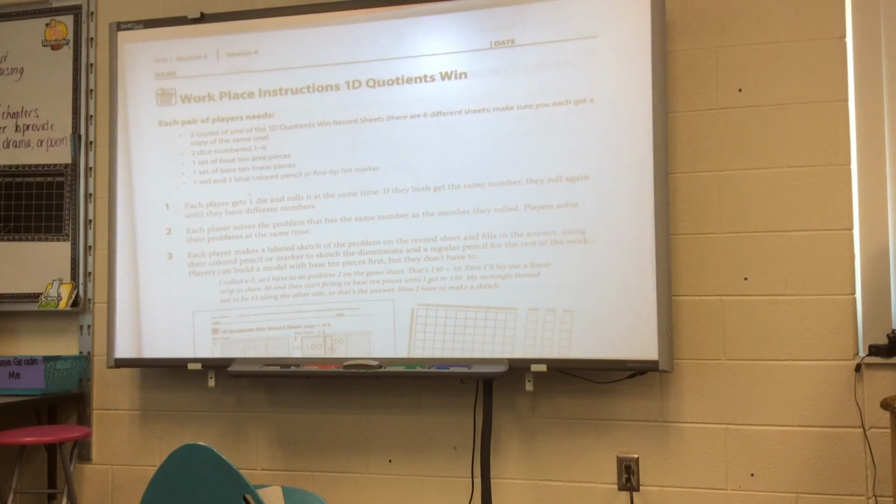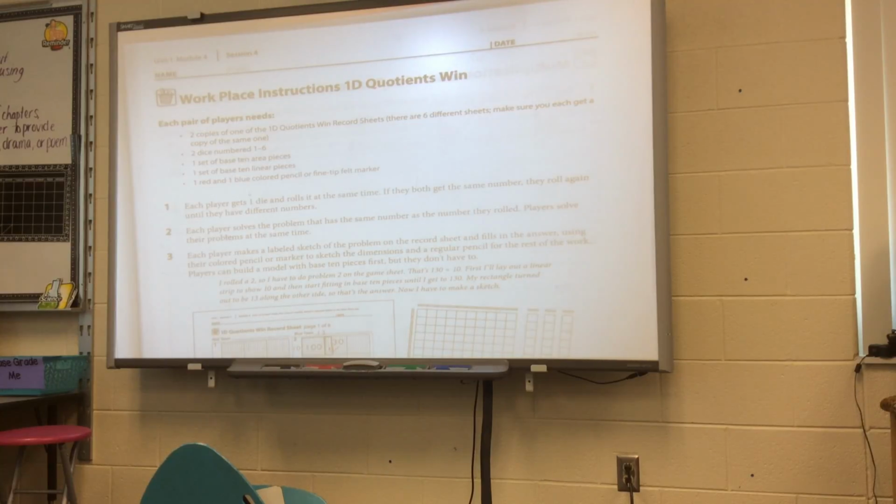So these are the directions for Workplace 1D, Quotients Win. In order to play this game, you are going to need 2 copies of one of the record sheets. There's 6 different sheets, so make sure you and your partner have the same one. Inside your books, you have like 5 copies of each of the 6 different record sheets.